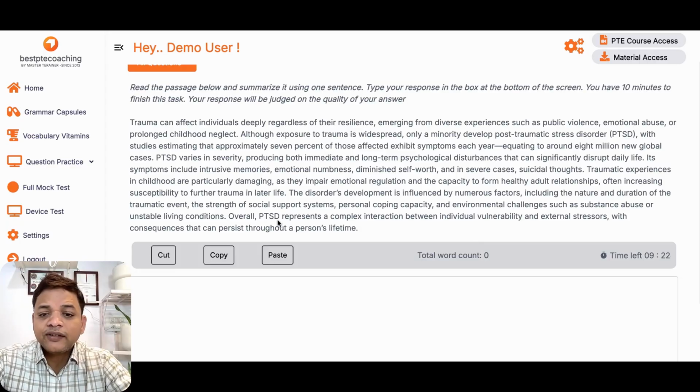Conclusion. Overall, PTSD, we do not know. If we read stuff in between, we will know what is PTSD. Remember, it represents complex interaction between individual vulnerability and external stressors with consequences that can persist through the person's lifetime. So this PTSD is a complex interaction between individual vulnerability and external stressors, and the consequences can continue throughout the person's lifetime. So we have the conclusion.